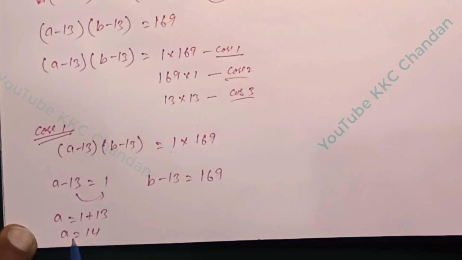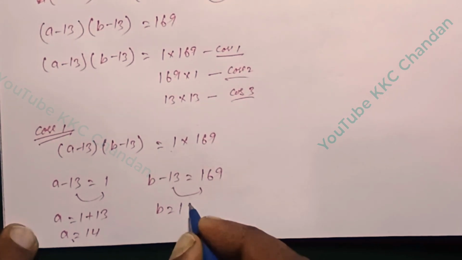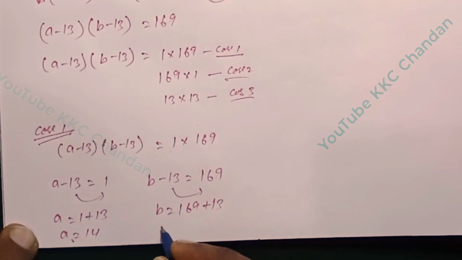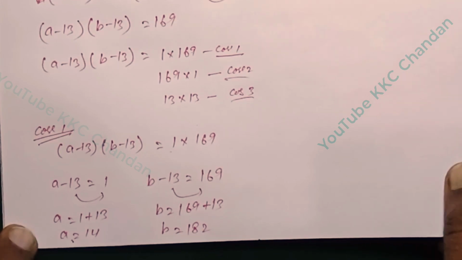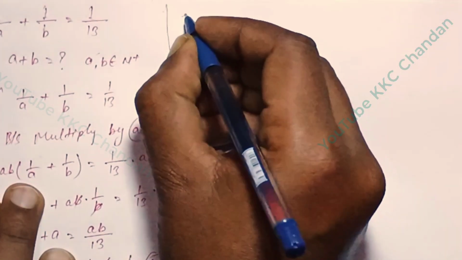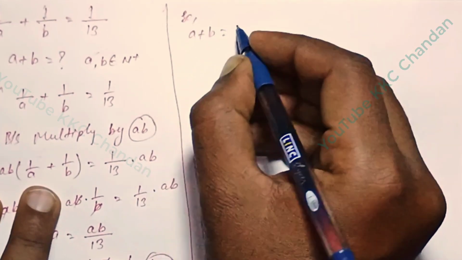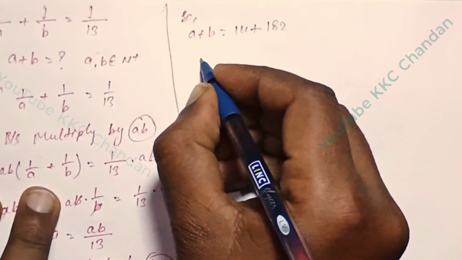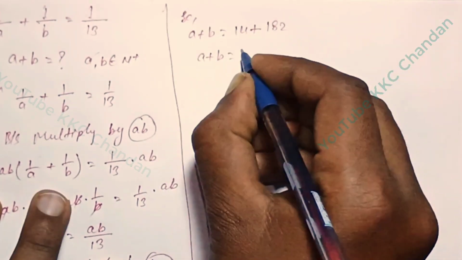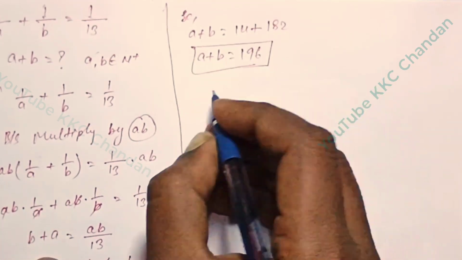Here a value is 14. Here for the b value, this 13 comes this side, b is equal to 169 plus 13. Therefore b is equal to 182. After the next step, a plus b is equal to a value 14, b value 182. Therefore a plus b is equal to 196. Here the case 1 value is found.